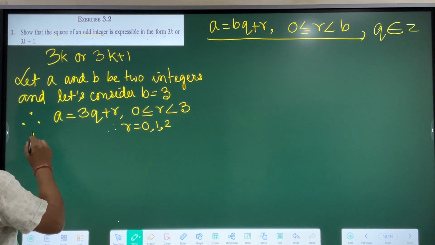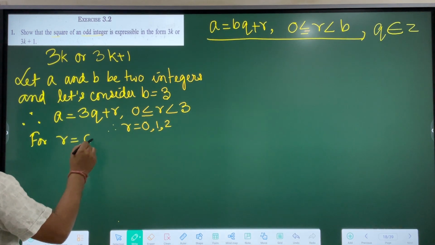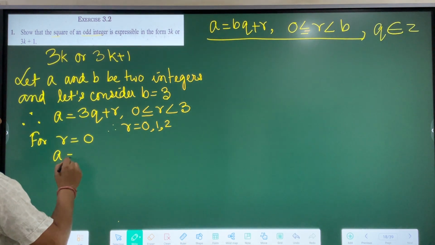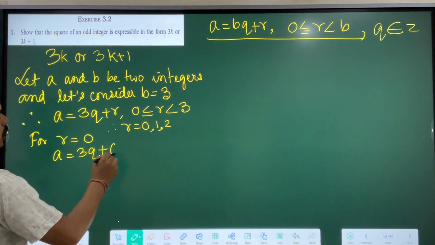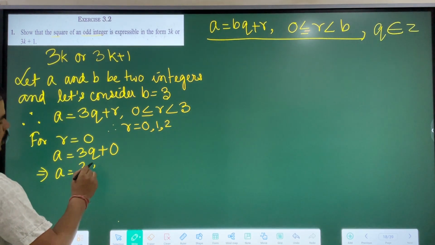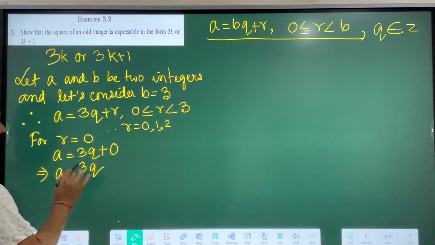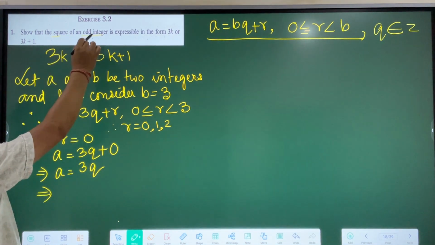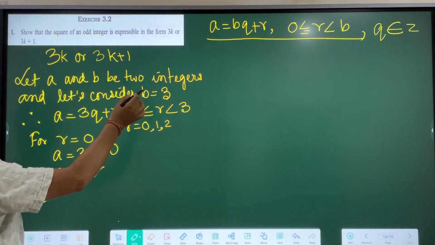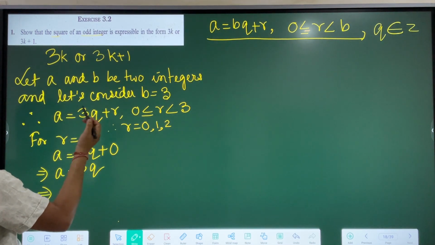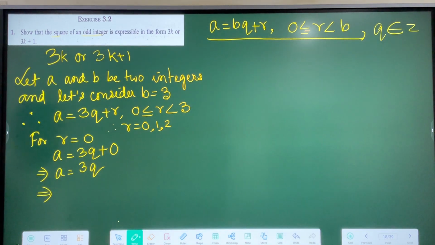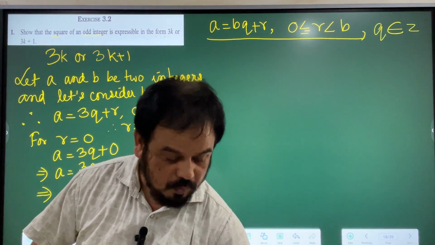So for r is equal to 0, that means in place of r we will put 0 now. So let us write a is equal to 3q plus 0. r is 0, so a is equal to 3q. This is not enough, this is not finished, because there is an even square. We are thinking that a is an odd number. a and b are two integers, so we are thinking a is an odd number. This a we will have to express as 3k or 3k plus 1.